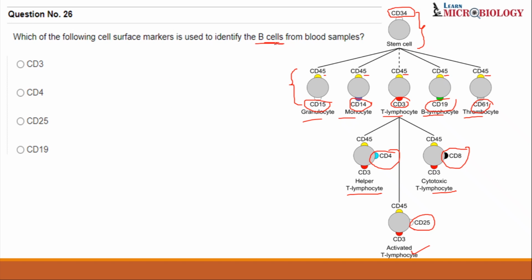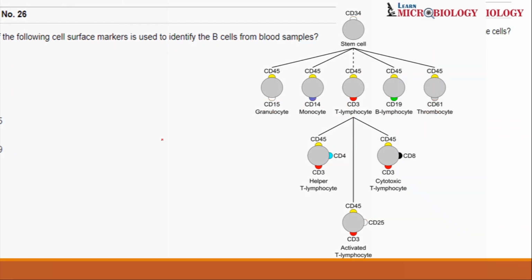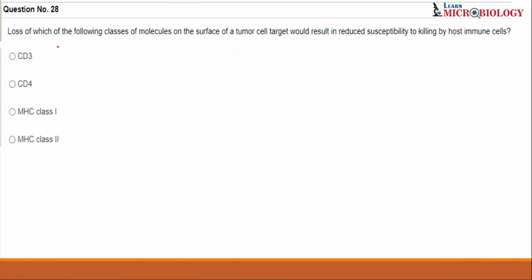For your further information and study, I have given this particular image. You can take a screenshot of this and study all this. So we have answered here, to identify B cell, your CD19, which is your option D. Shall we move to the next question?